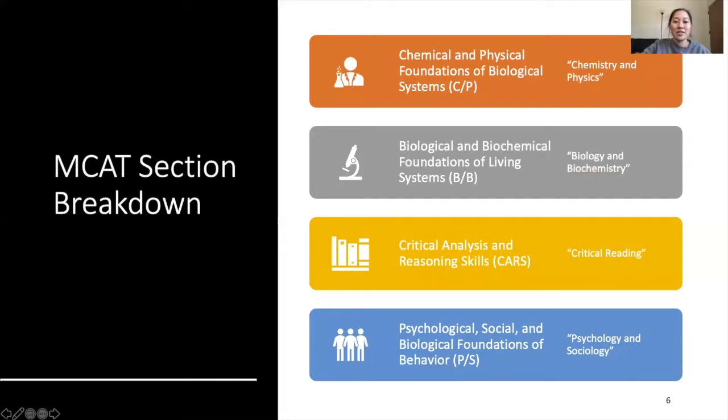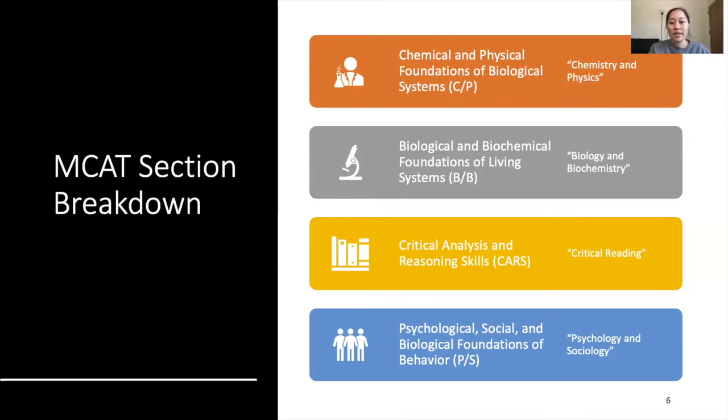So this is the section breakdown. This is sort of the meat of the MCAT. The MCAT, as you can see, consists of 4 sections. The first section is chemical and physical foundations of biological systems. That's a very long name. I'm just going to call it CP. And as the name suggests, it mainly tests you on chemistry and physics. This also includes topics in organic chemistry as well.